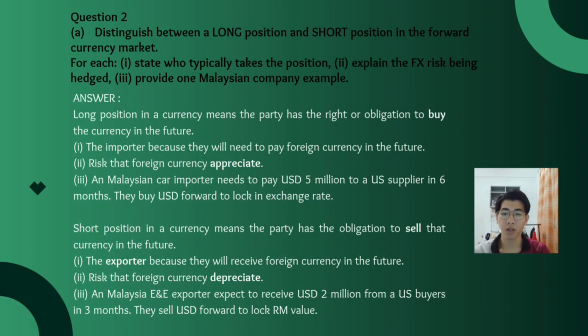A short position in a currency means the party has the obligation to sell that currency in the future. Exporters take it, because they will receive foreign currency in the future. The risk is that the foreign currency depreciates. For example, a Malaysian E&E exporter expects to receive USD 2 million from a US buyer in 3 months. They sell USD forward to lock in the RM value.